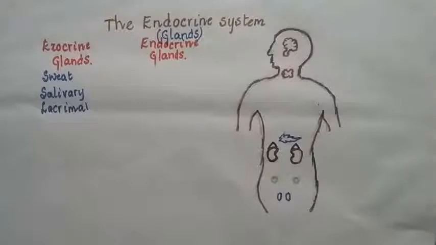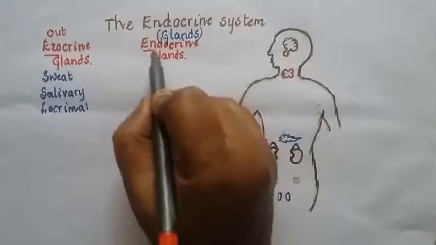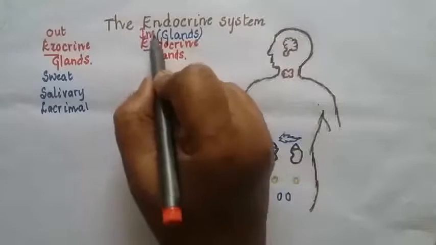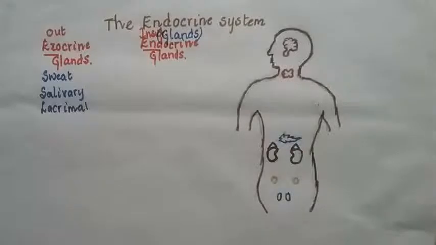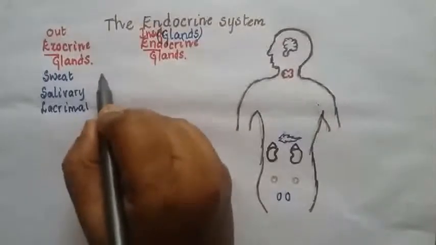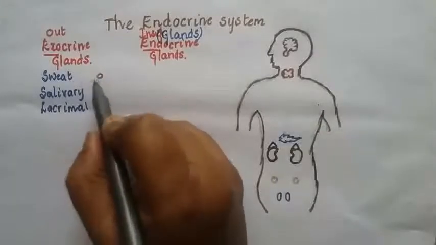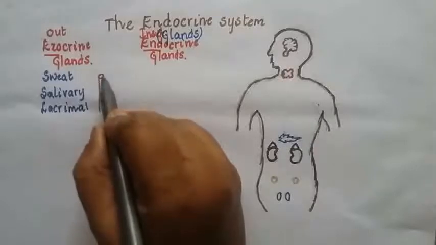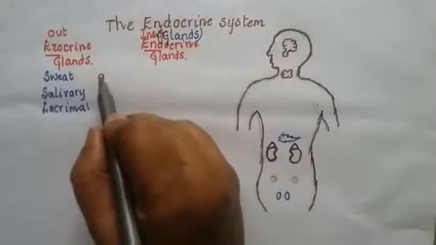As the name indicates, exo means out, endo is inside. Children, just recall about the sweat glands. We know that the sweat glands have a sweat pore which opens on the epidermis of the skin, and this sweat is poured out of the sweat glands through the sweat pore.